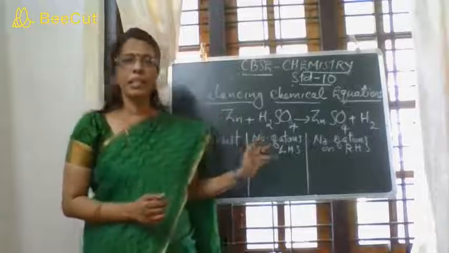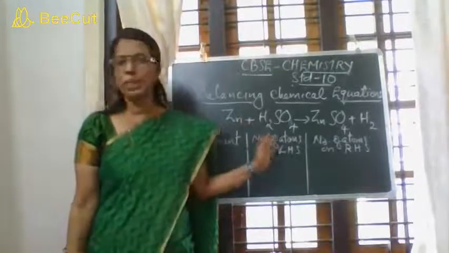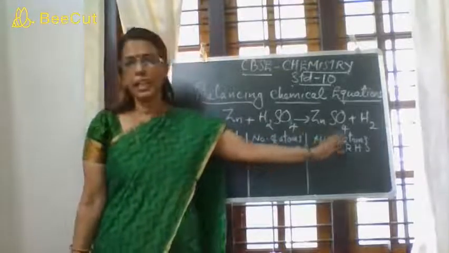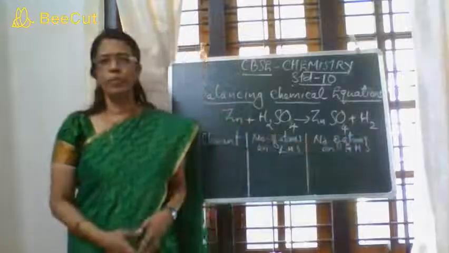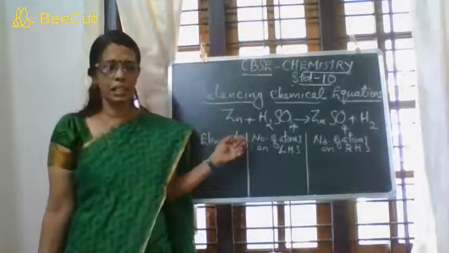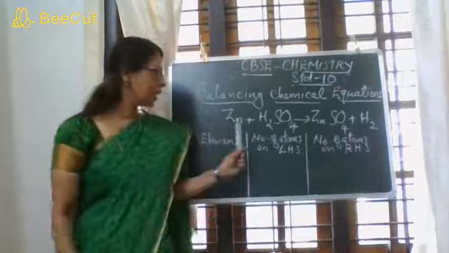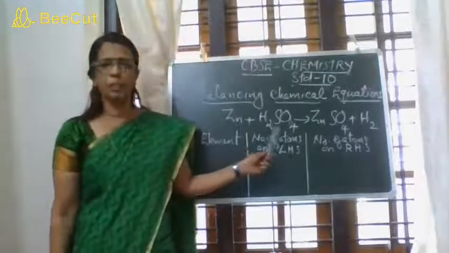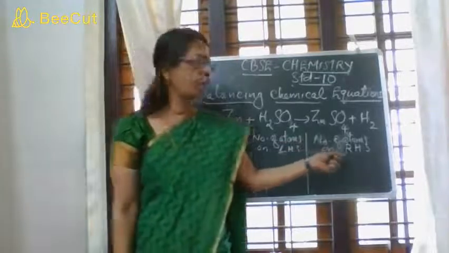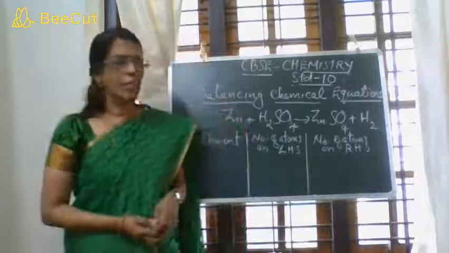See here, this is a chemical reaction, that is Zn plus H2SO4 gives ZnSO4 plus H2. This is a chemical equation, you know. Here zinc reacts with sulfuric acid and gives zinc sulfate and hydrogen.